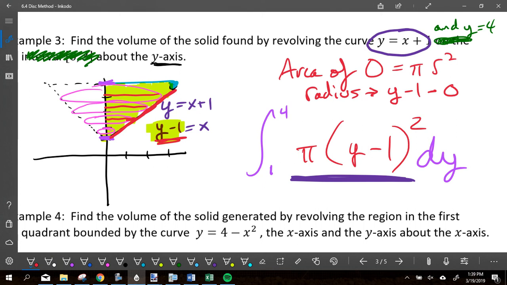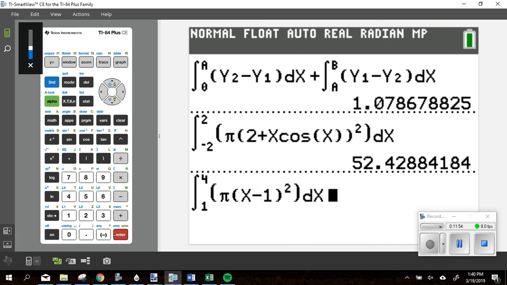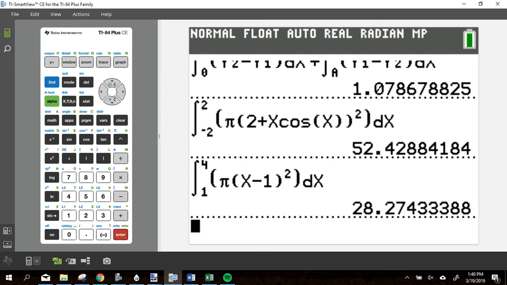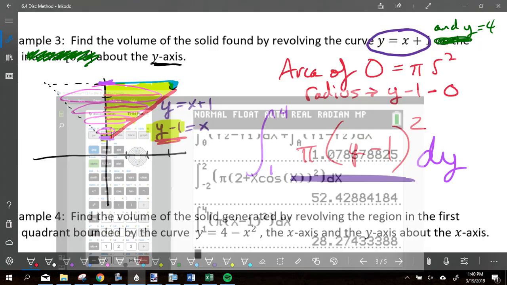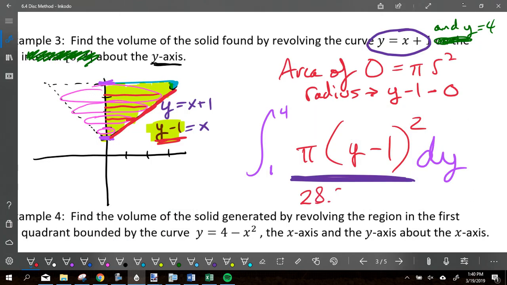Type that into your calculator. Make sure you can get a number. We type that in. We hit enter. We don't have a Y button. We use the X button instead. 28.274 is my correct answer. There we go. That's as hard as it's going to get for today. If you can understand that, you'll do pretty well. Everybody with me so far?